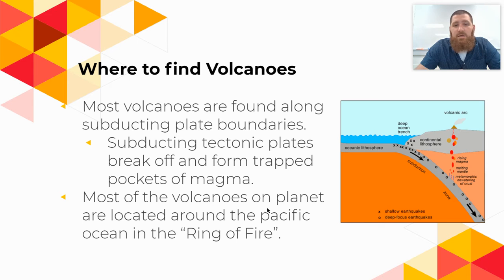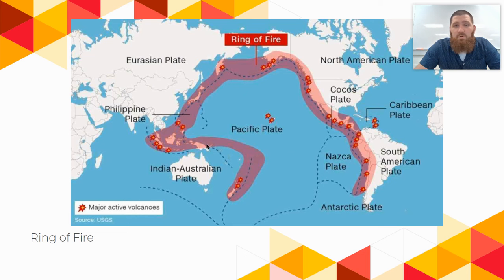Now, most of the volcanoes on the planet are found around the Pacific Ocean in what's called the Ring of Fire. This is a large plate boundary around the oceanic plate where a lot of volcanoes are found. It's where most of the volcanic activity on the Earth exists, and we can see that right here. So right around the outside of the Pacific plate, that's where most of the volcanoes on Earth are located.